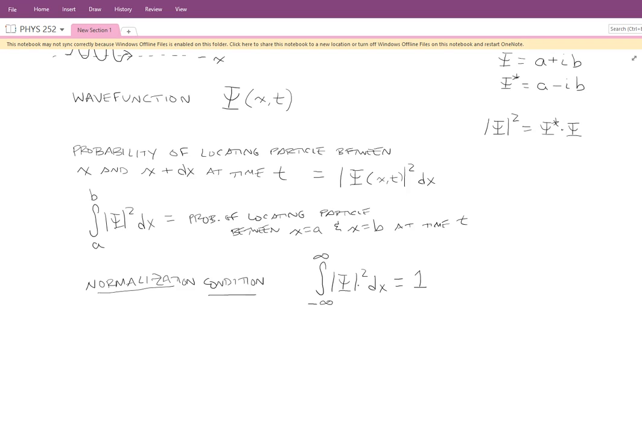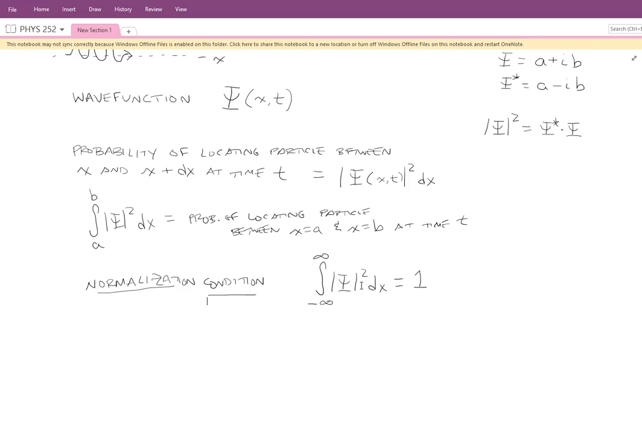But I do want you to know that mathematically there is this wave function that describes the actual matter wave. It's the square of the wave function, though, that means something physically. The square is this probability density function or distribution. And using this probability distribution, you can find probabilities of locating the particle.